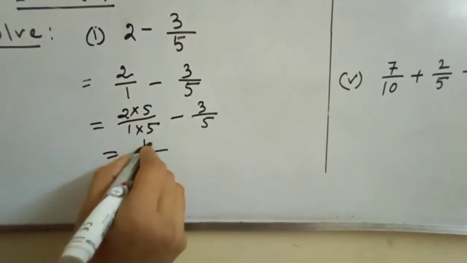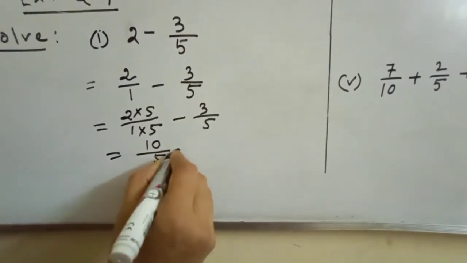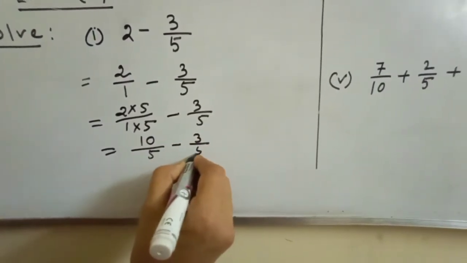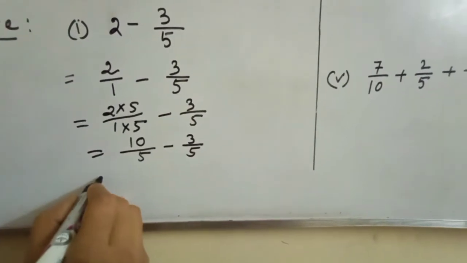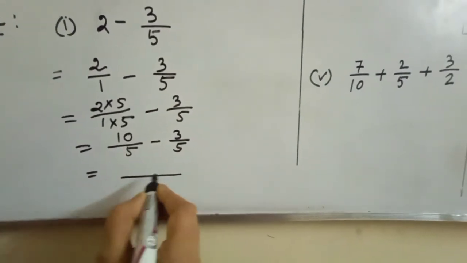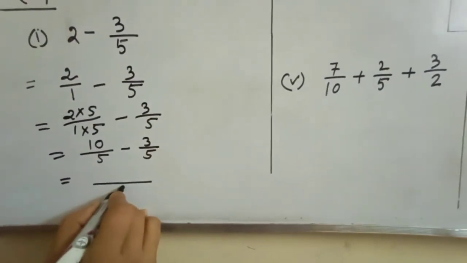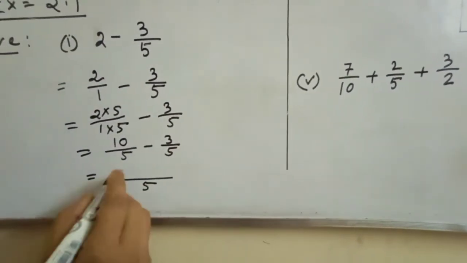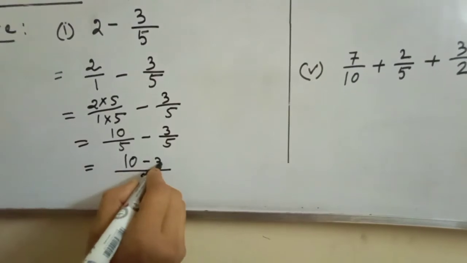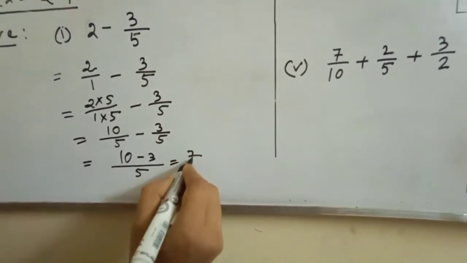Now what have you got? 10 by 5 minus 3 by 5. This is an elaborate way we are doing. Now you are in class 7, directly also you can do. But in the first sum I am doing it in an elaborate way. 10 minus 3 equals 7 by 5.